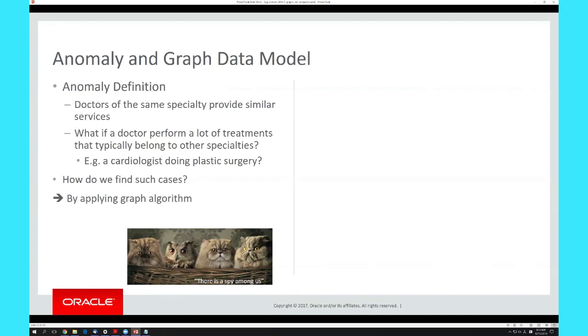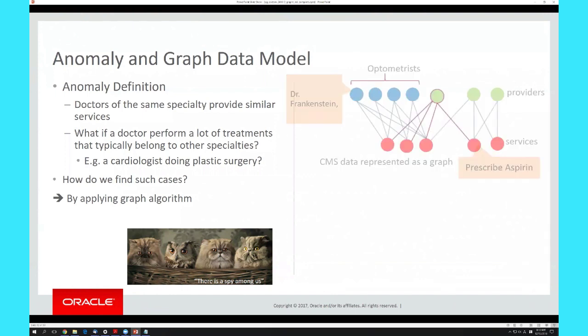So first of all, are there any such cases in the data set at all? If there are some cases, how do you find them in an automated way? In this example, I'm going to use a graph algorithm to find this kind of anomaly. What we first do is represent the CMS data set as a graph, in fact a bipartite graph that is undirected.